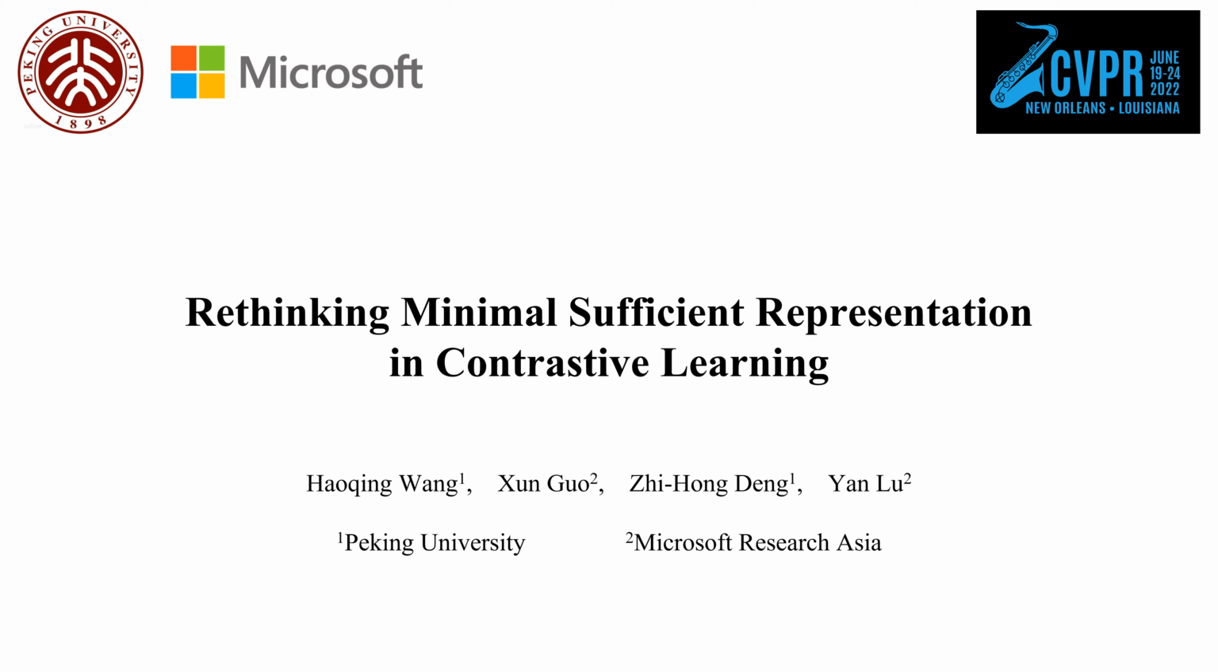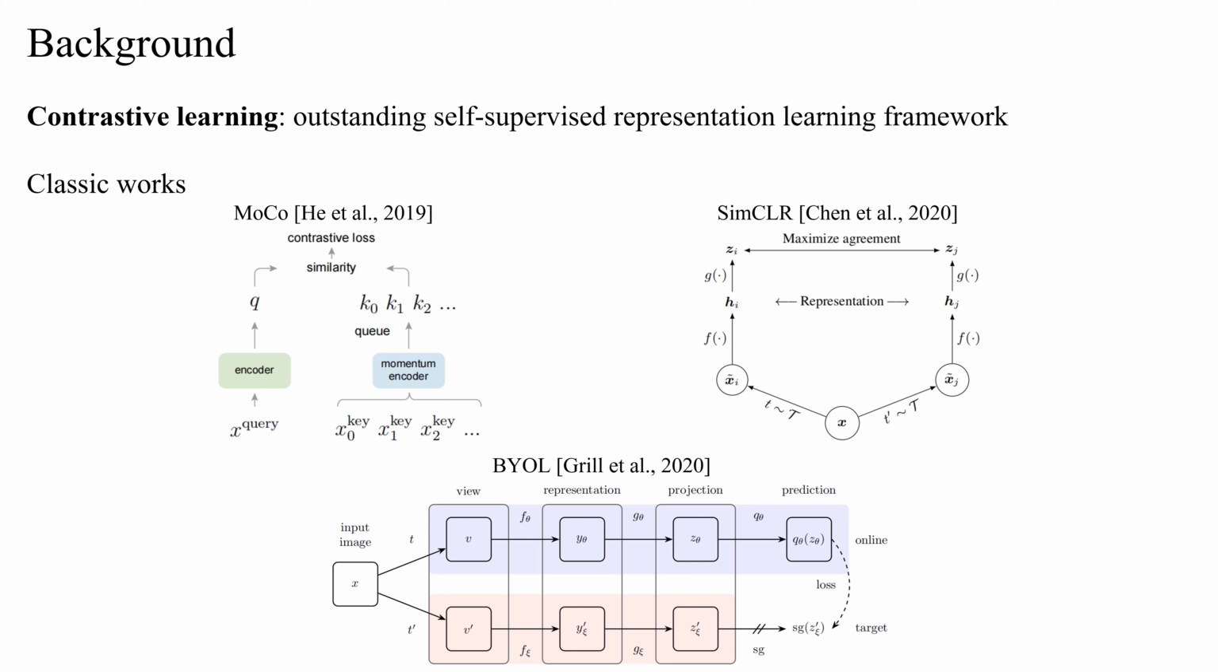Hello everyone. Today I will present our paper, Rethinking Minimal Sufficient Representation in Contrastive Learning. Contrastive learning is an outstanding self-supervised representation learning framework, and there are many classic works like MoCo, SimCLR, and BYOL.